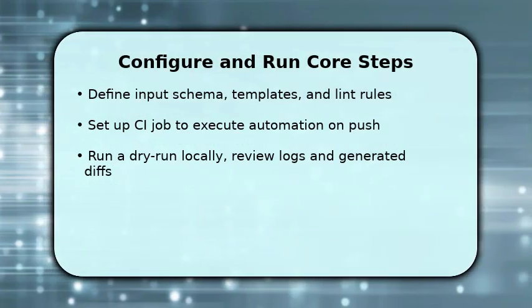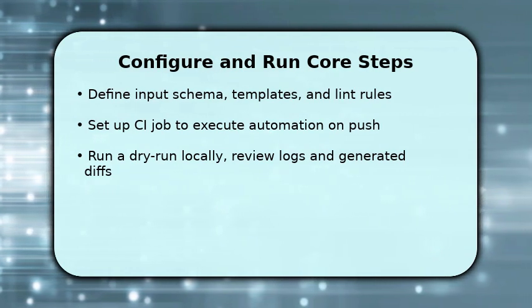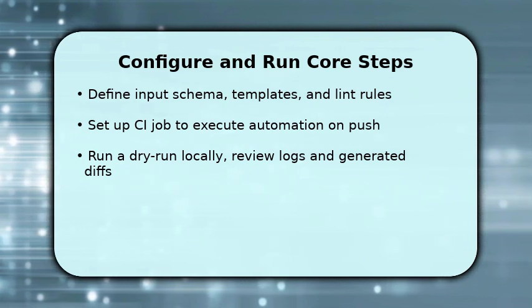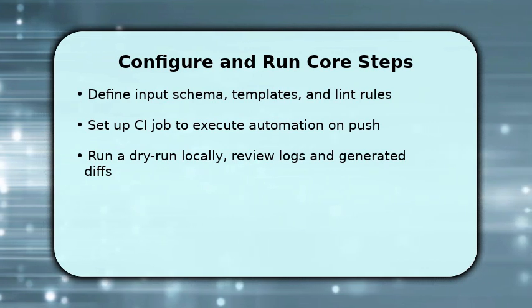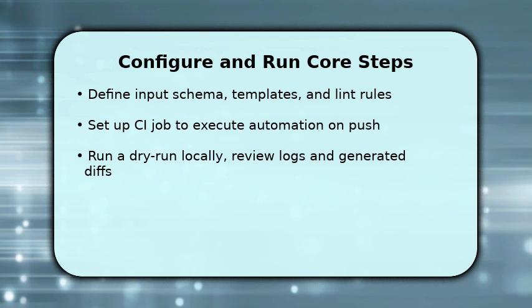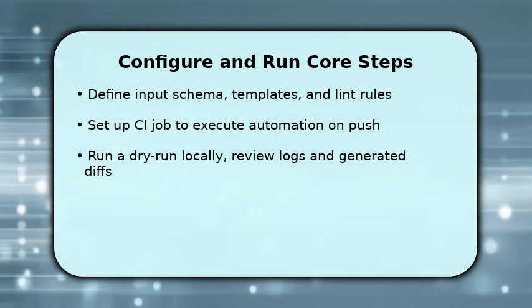You now configure the core pipeline, define the input schema, templates, and linting rules so generated code meets standards. Connect those configs to a CI job that triggers on push. This enforces repeatable execution. Run a dry run locally to generate artifacts, and then inspect logs and diffs to catch formatting or semantic issues early.